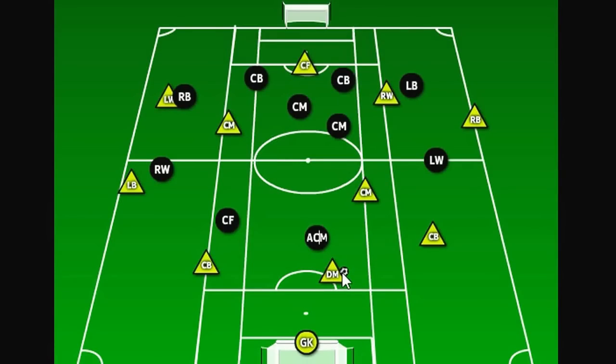So again, basic structure, back 4 circulating the ball until we can go forward from the fullbacks. At times, if there's space and the center backs are wide, or the center backs are under pressure, we pop our defensive midfielder in between them to form a back 3 and push the fullbacks on higher. So that's our basic attacking structure.